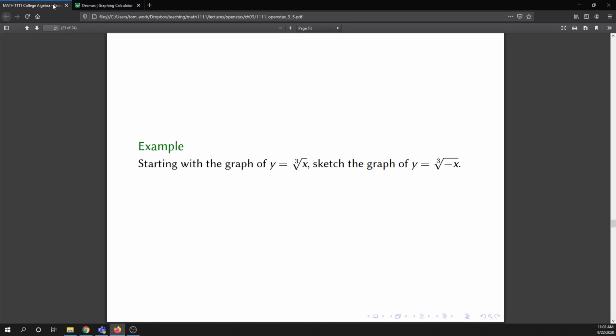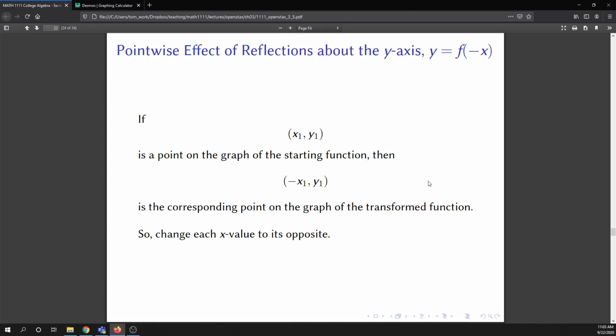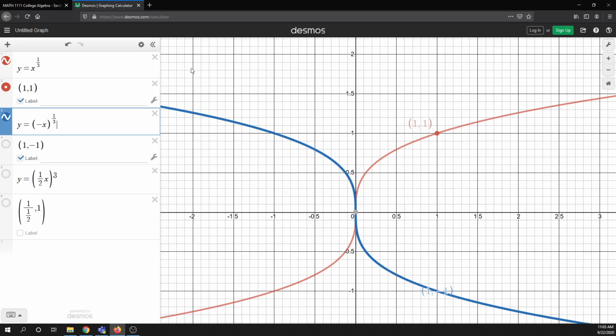So the pointwise effect on this is that if you have a point on the graph of the original function, x1, y1, that point is going to get moved to -x1 comma y1. So you would multiply the x coordinate by a -1 and leave the y coordinate alone. So change each x value to its opposite. For instance, this point 1, 1 on the original: to figure out where it gets sent on the blue graph, I would multiply the first coordinate by a -1 and leave the y coordinate the same. So this point will get sent over here.